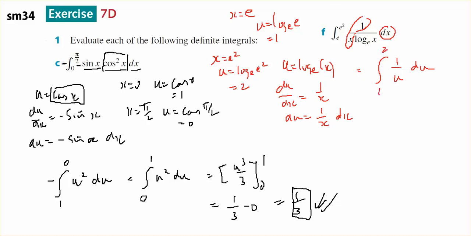So what will the integral be? The integral will equal log base e of u from 1 to 2, which is log base e of 2 minus log base e of 1. Log base e of 1 equals 0, so it's equal to log base e of 2.